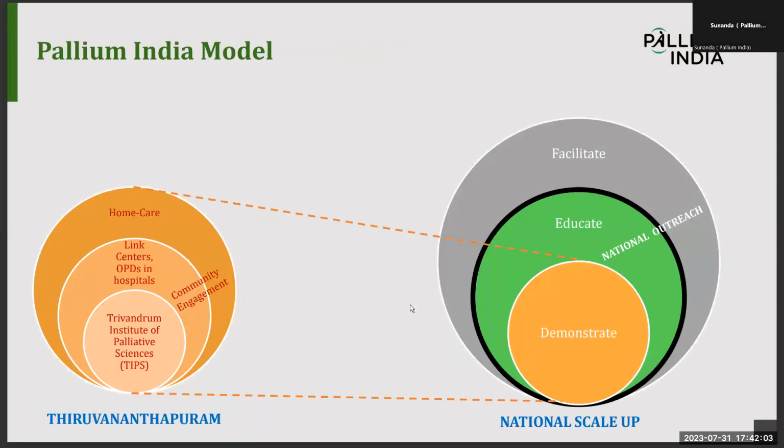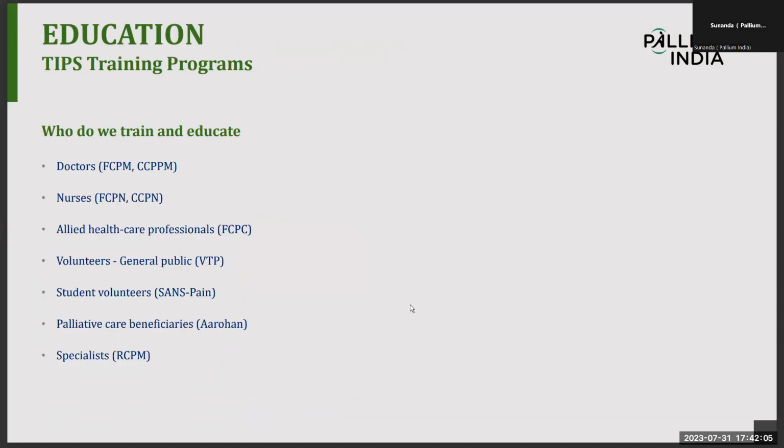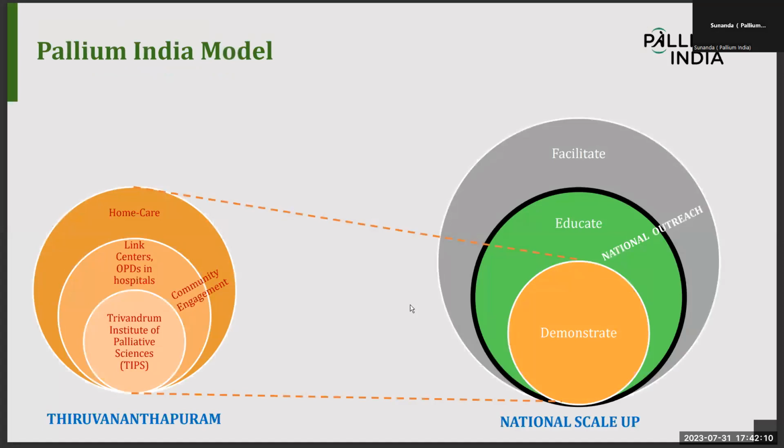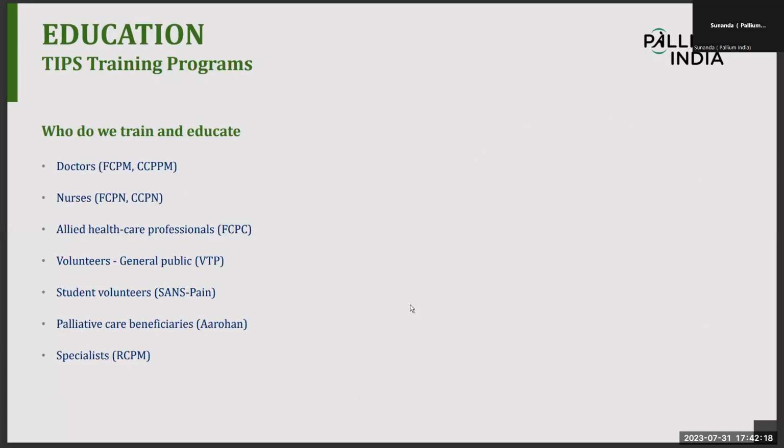Okay. So just go back. Yeah. On the right hand side, you can see demonstrate, educate, and facilitate. There are three circles. That's what I was talking about. Yeah. Next one. Okay. So in education, we are definitely talking about training programs.